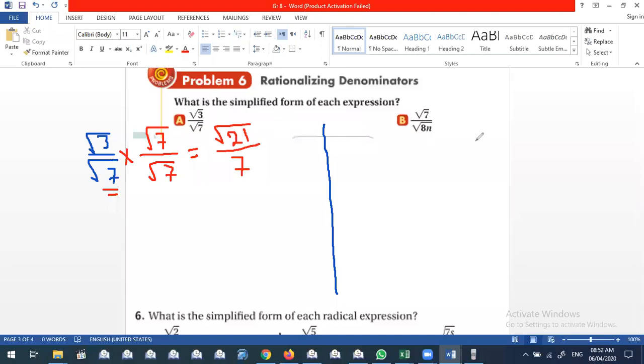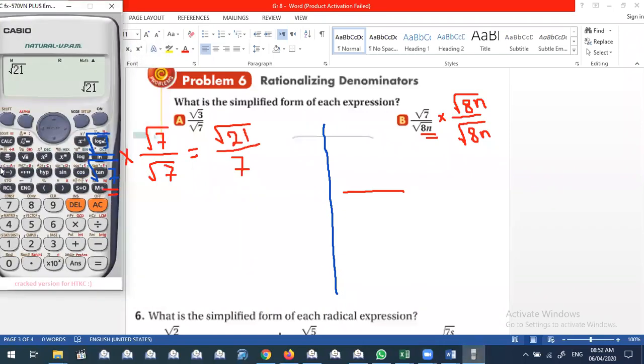Another exercise here, we are going to multiply by, who can tell me? Yes, square root 8n over square root 8n, because the denominator here is square root 8n. Let's multiply. First, we are going to multiply square root 7 times square root 8. By using calculator, no problem. Square root 7 times square root 8. It will be 2 square root 14, no problem. Write 2 square root 14.